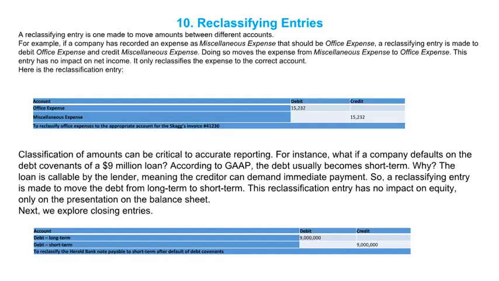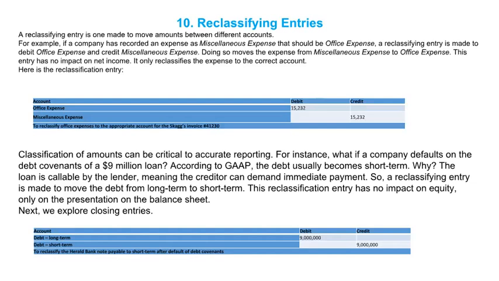Classification of amounts can be critical to accurate reporting. For instance, what if a company defaults on the debt covenants of a $9 million loan? According to GAAP, the debt usually becomes short-term. Why? The loan is callable by the lender, meaning the creditor can demand immediate payment. So, a reclassifying entry is made to move the debt from long-term to short-term. This reclassification entry has no impact on equity, only on the presentation on the balance sheet.